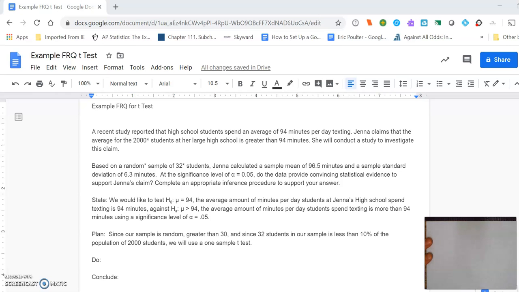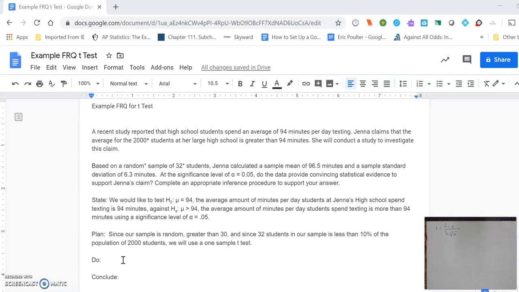So what we need for the do is we need to base our conclusion around a critical t and its associated p-value that we'll find in this section. So first we need to find the critical t. Now if you remember from your notes, the t is equal to the sample mean minus the population mean over the sample standard deviation divided by the square root of n.